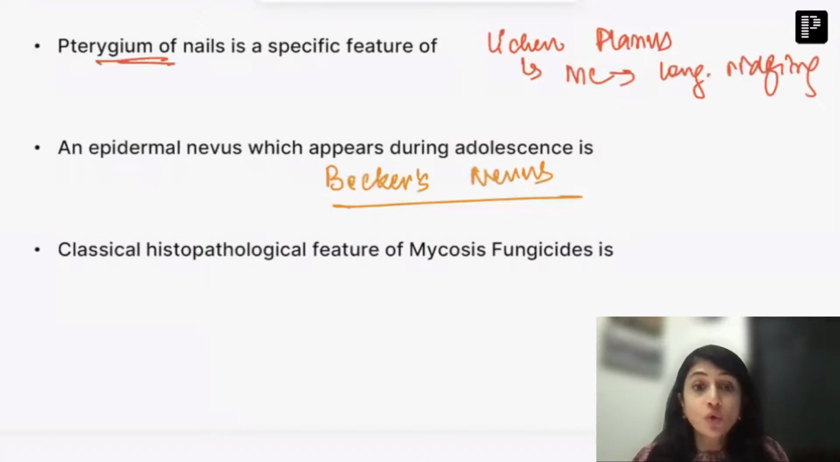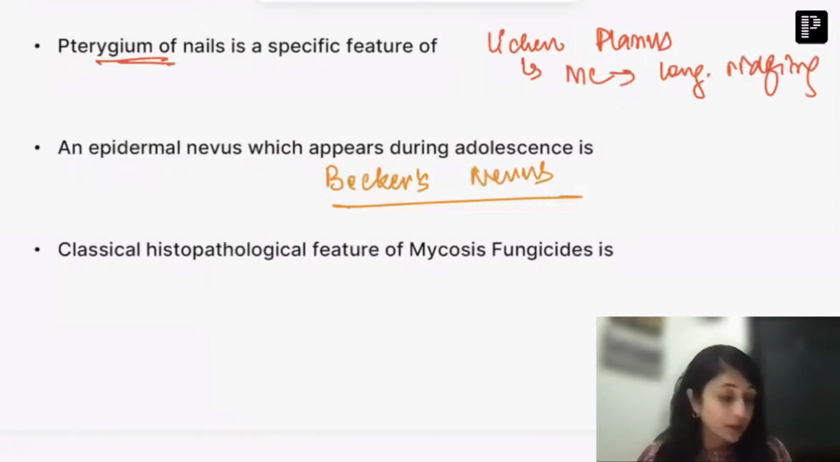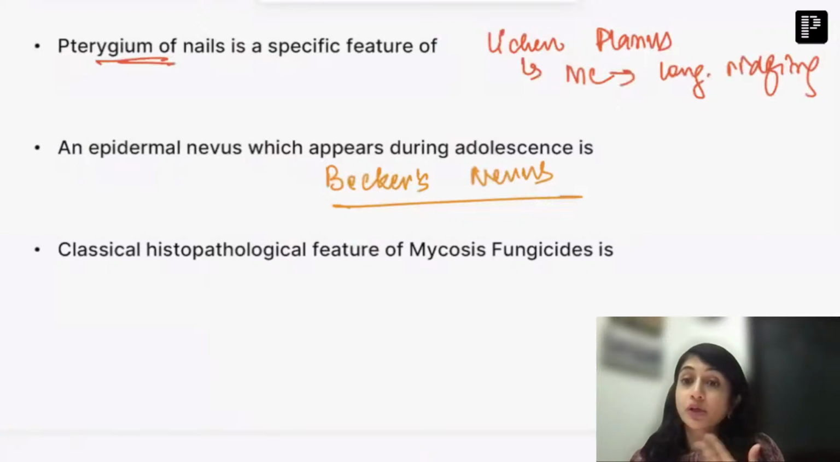So nevus of Ota or Ito are not epidermal nevus. They are dermal nevus. Please remember, Mongolian spot, nevus of Ota, nevus of Ito, they are all dermal melanocytic nevi. That's why they appear blue because of Tyndall effect. Becker's nevus is a type of epidermal nevus and it appears during adolescence, right? This is the most important giveaway point for Becker's, that it appears during adolescence, right?